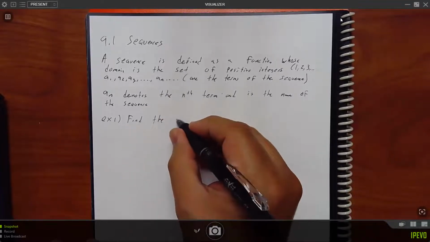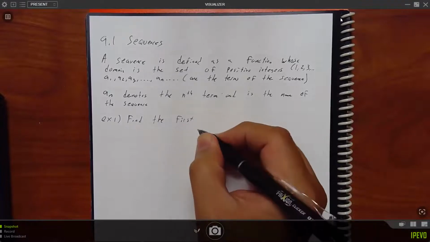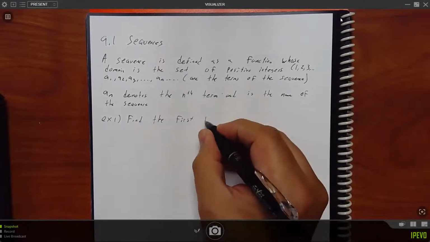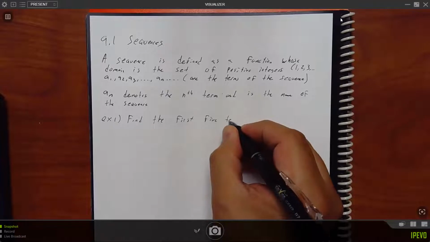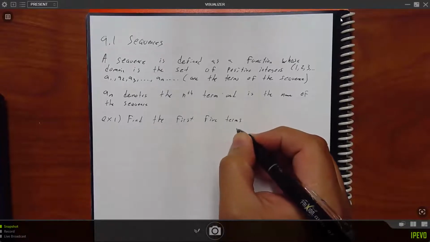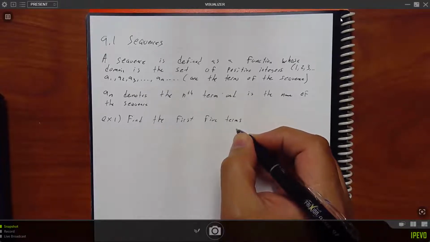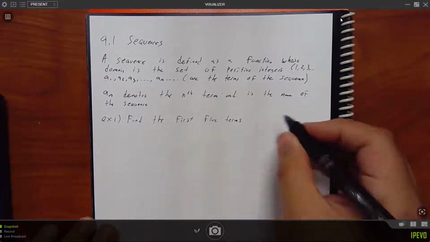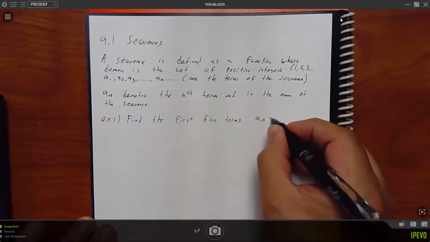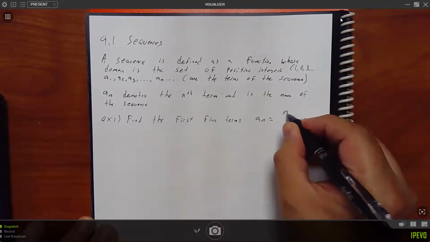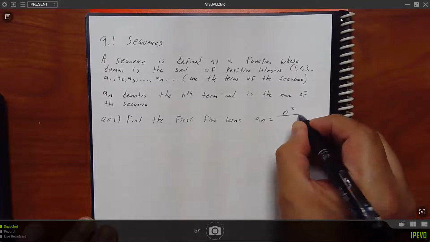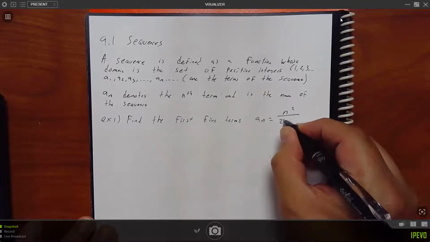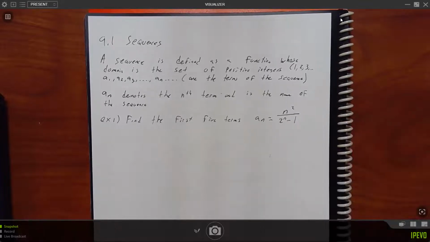Find the first 5 terms. So we give you a sequence called a_n, and n squared over 2 to the n minus 1 is what it does. And remember that the domain will only be positive integers, 1 through infinity, right?